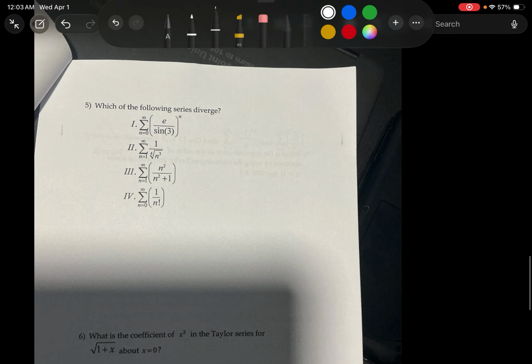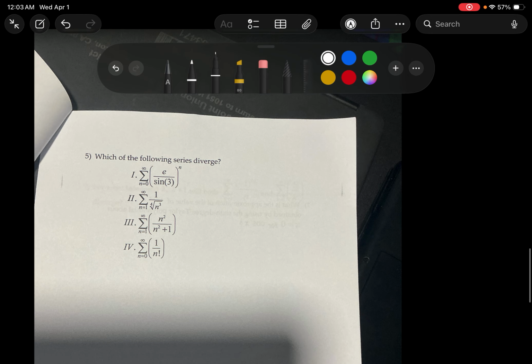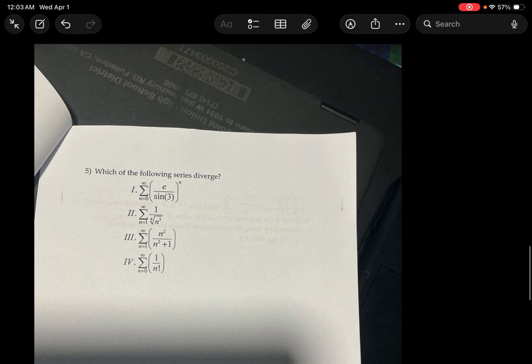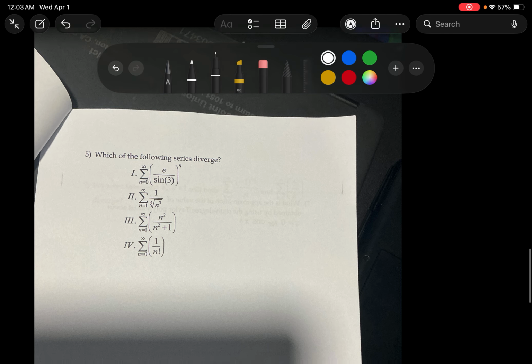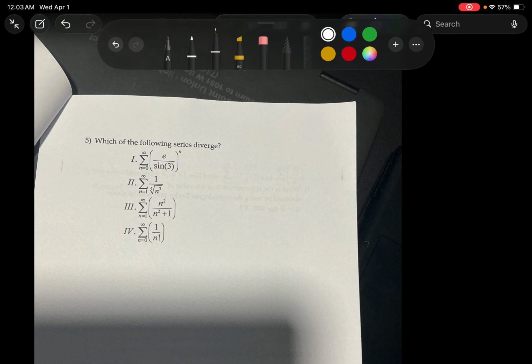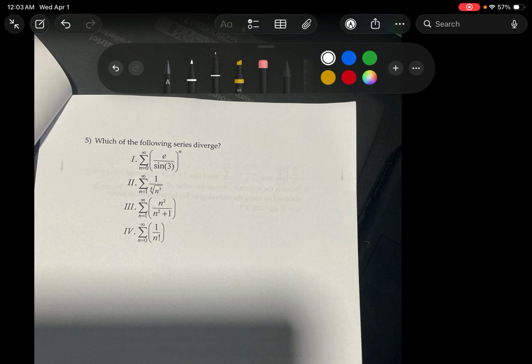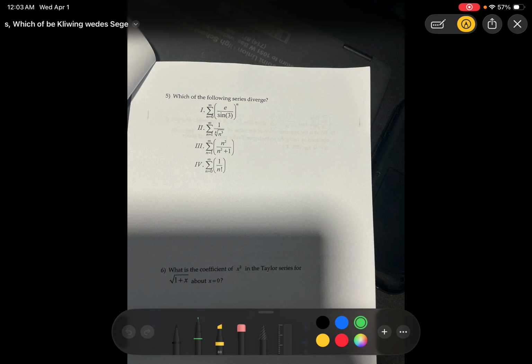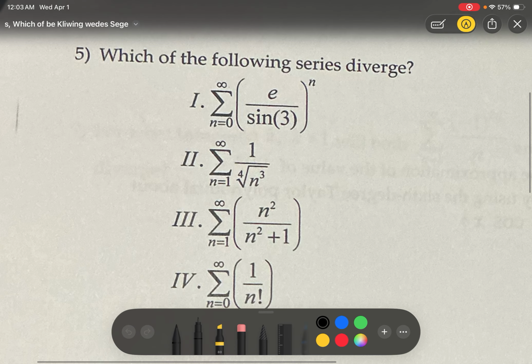Number 5 is asking for a divergence in our series. So let's identify each series first before we get on with identifying what is what. So why is it not drawing? I don't know. Okay, there we go. So now we're gonna edit.